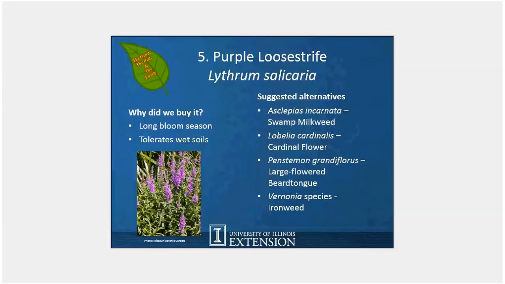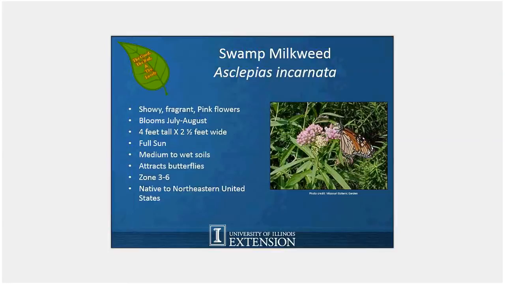What I have found in my research is there were male sterile introductions made. These were supposedly vegetatively propagated, but somewhere along the line they started to produce viable pollen and they started to cross with the Lythrum salicaria. So the alternatives that we have, the first is swamp milkweed.